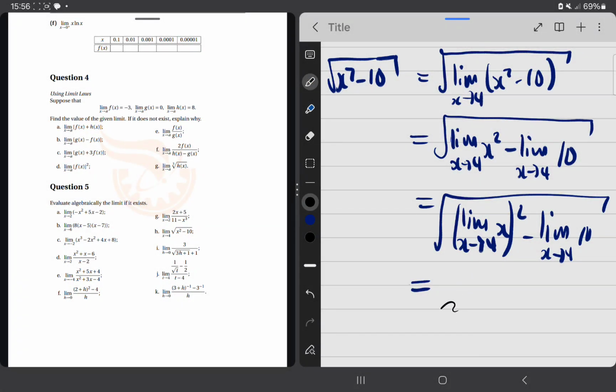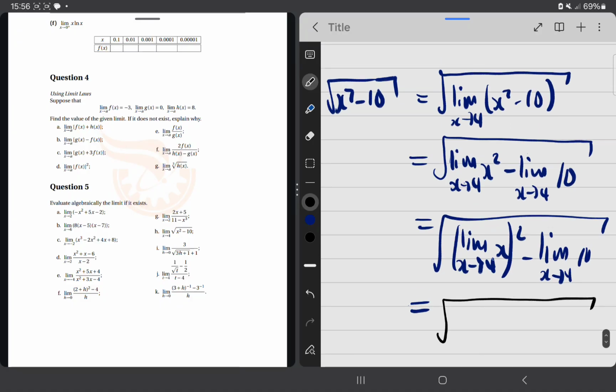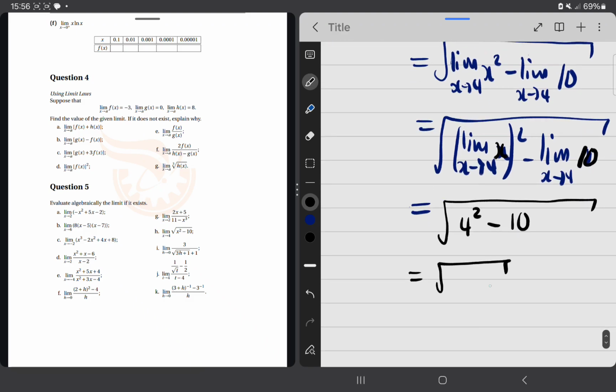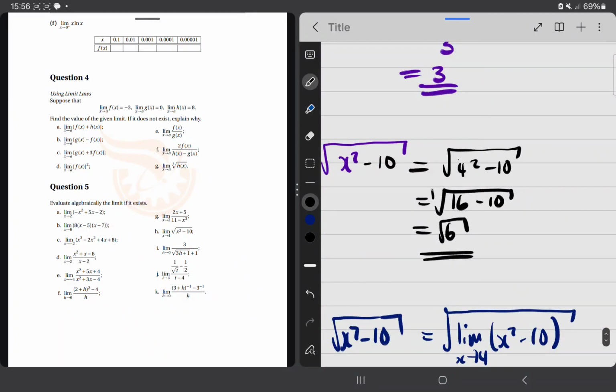So anyway, this is going to be square root of the limit as x approaches 4 of x. You substitute because you're getting the limit of x. So it's going to be 4 squared minus the limit of a number, which is the number. So it is minus 10. And this just becomes the square root of 16 minus 10, which is equal to the square root of 6. And you leave it like this, okay? Then you can put plus or minus outside, since for square root, there's always a plus or minus. So it's going to be equal to plus or minus root 6. And these are your solutions.